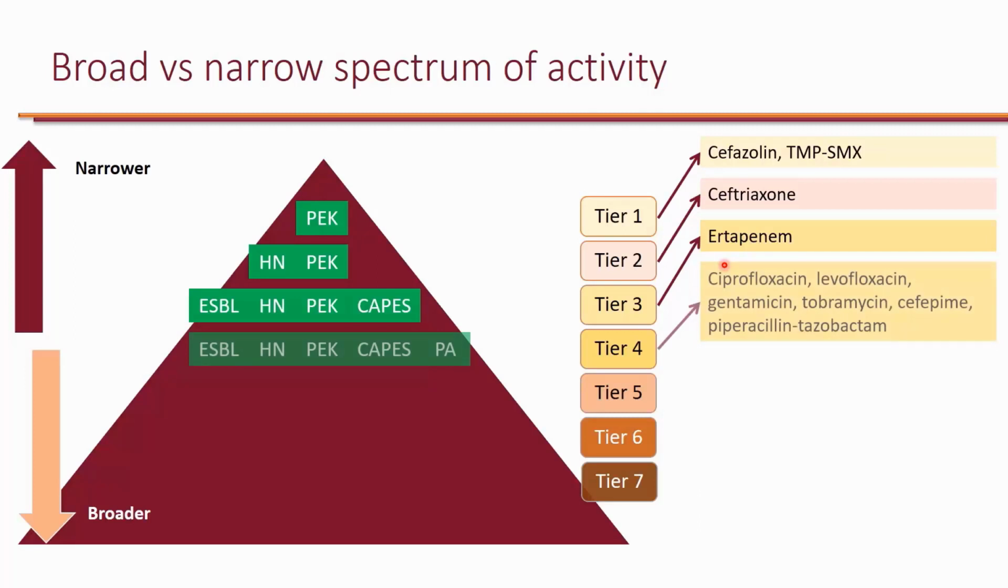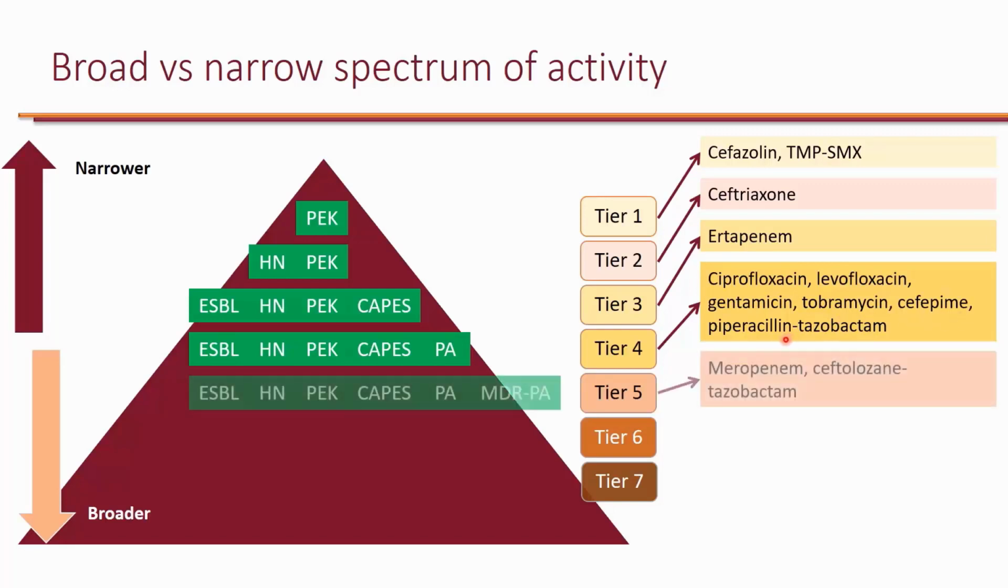And then in tier 4, that's when we start to get broad, because now we have coverage for Pseudomonas aeruginosa. So in tier 4, we have all the antibiotics that cover Pseudomonas. So ciprofloxacin, levofloxacin, aminoglycosides like gentamicin, tobramycin, cefepime, piperacillin-tazobactam.